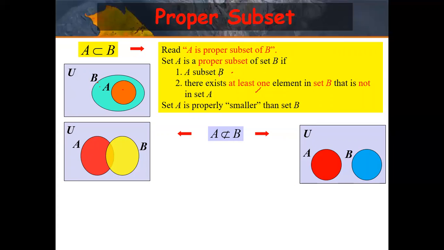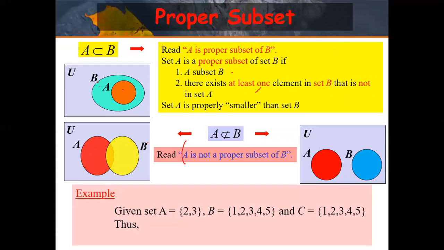Okay, so how about this one? Tak satisfy at least one element in set B that is not in set A, sebab kecil je A ni. Kecil je intersection ni. So this one A is not a proper subset. So we read as A is not a proper subset of B.